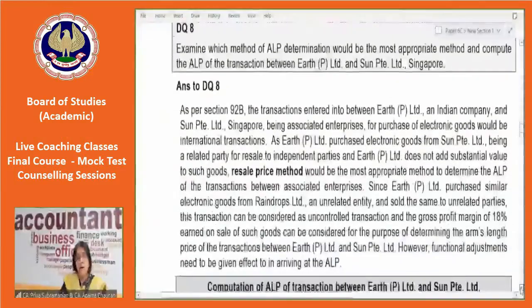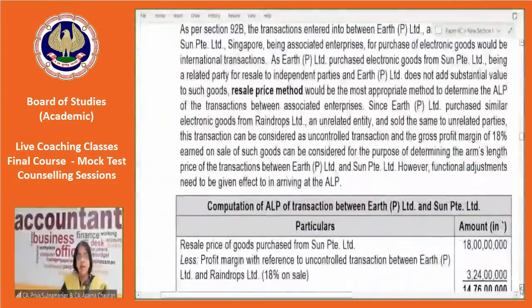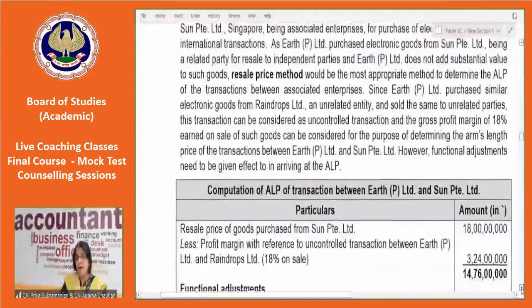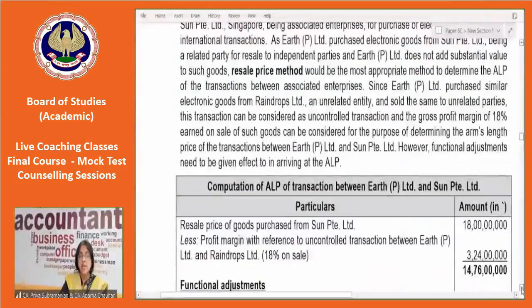So now we found out resale price is the most ideal method in this case. So the resale price of goods purchased from Sun Private Limited is 18 crores. From this, we have to find out what is the arm's length purchase price of Earth Limited. Earth purchased from Sun Private Limited. What is the ALP of that purchase price? That is what we are trying to arrive at. So 18 crores is the basis.